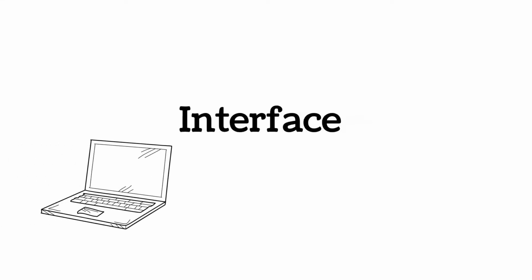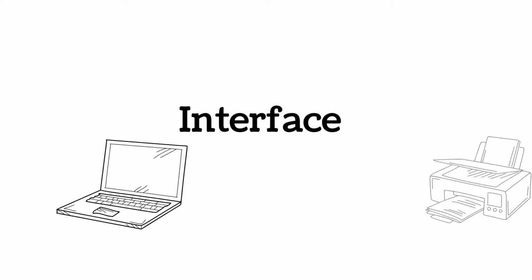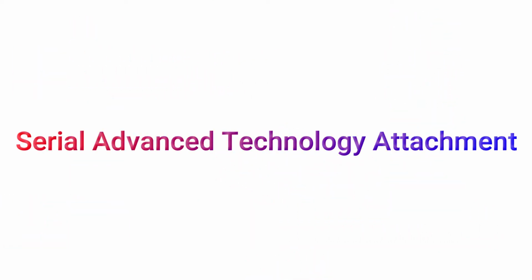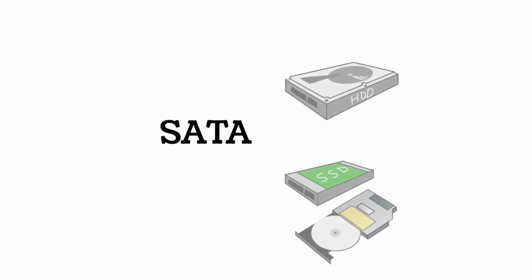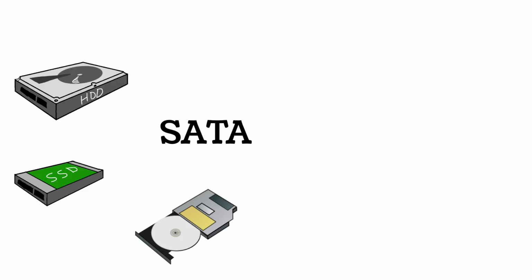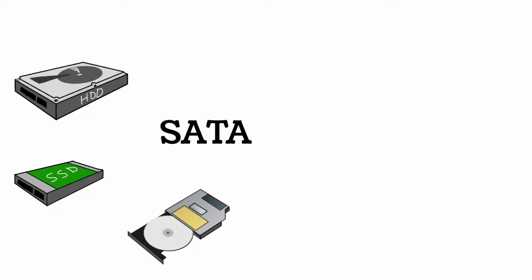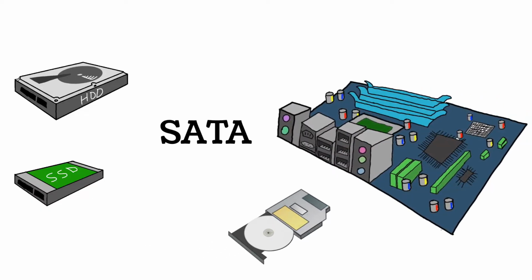An interface is an electrical circuit, or we can say a program, that connects a device or a system to another device or system. Different interfaces are developed for different hardware at different times, and SATA is one of them. The Serial Advanced Technology Attachment, in short SATA, is an interface that allows a storage drive, especially a hard drive, SSD and a DVD drive, to connect to a computer's motherboard.